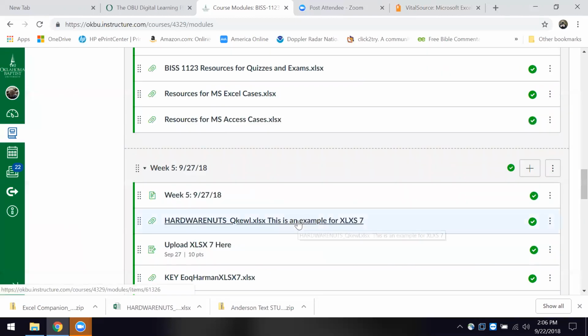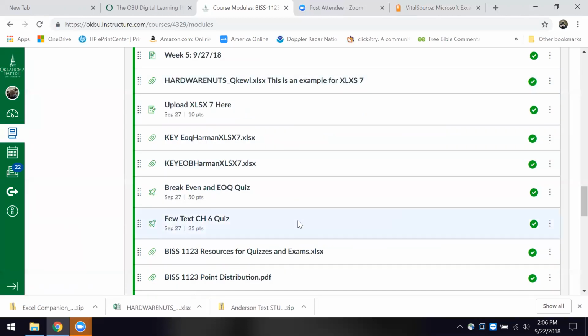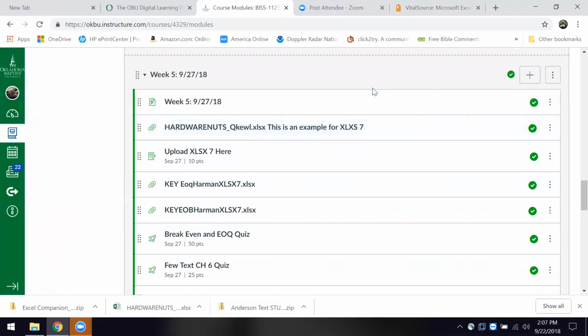And then, of course, next week you'll have the few texts. So everybody, I will see you next week. And you have these you can upload for XLS7. Any one of these two would be fine. The EOB or the EOQ, I don't care. And then you have that example of hardware nuts. As I mentioned, it's an example for XL7.